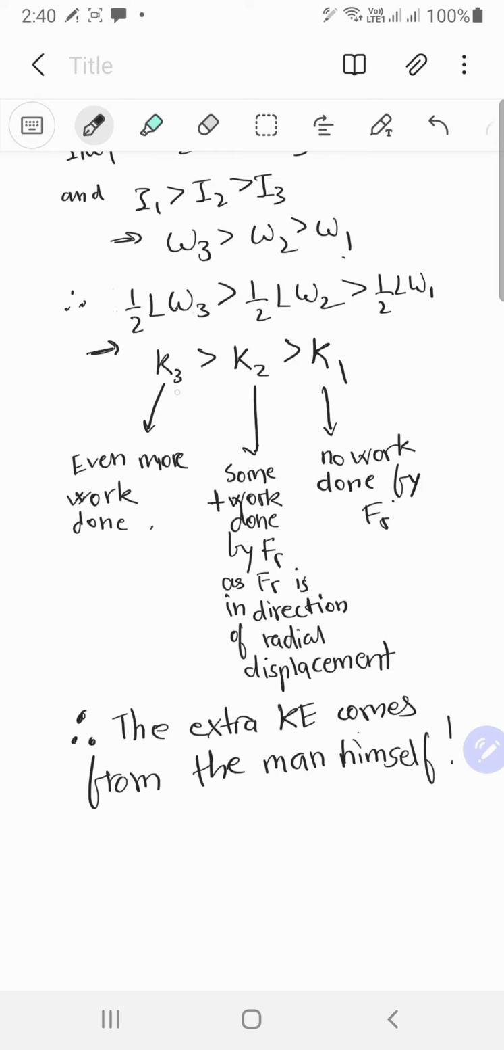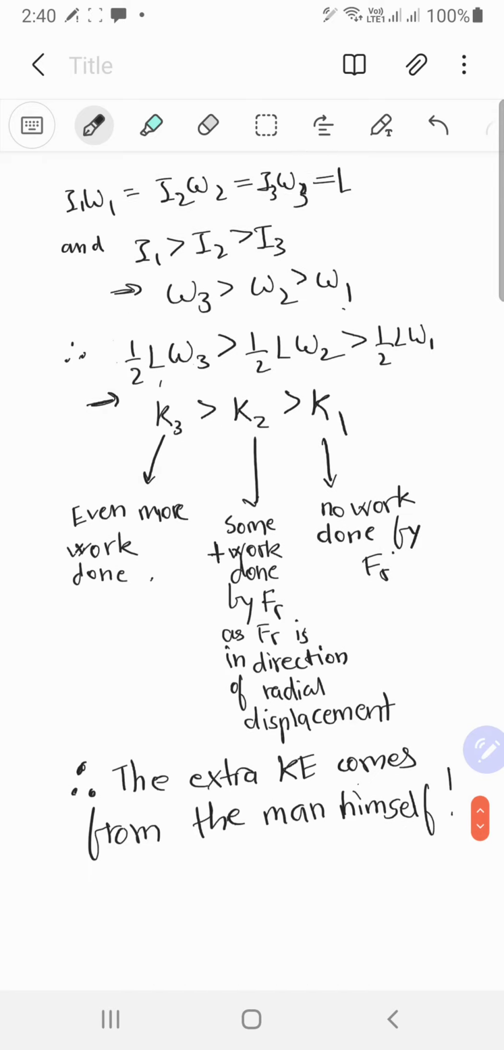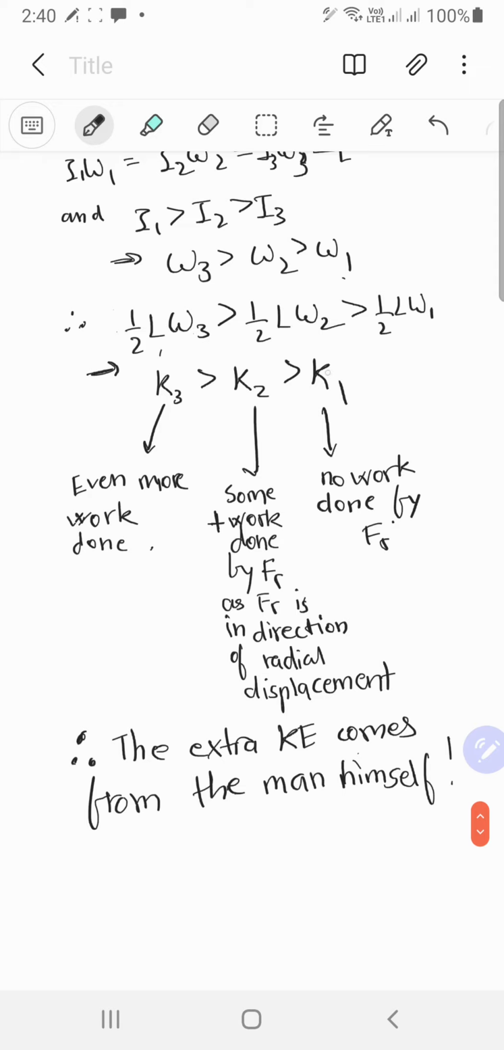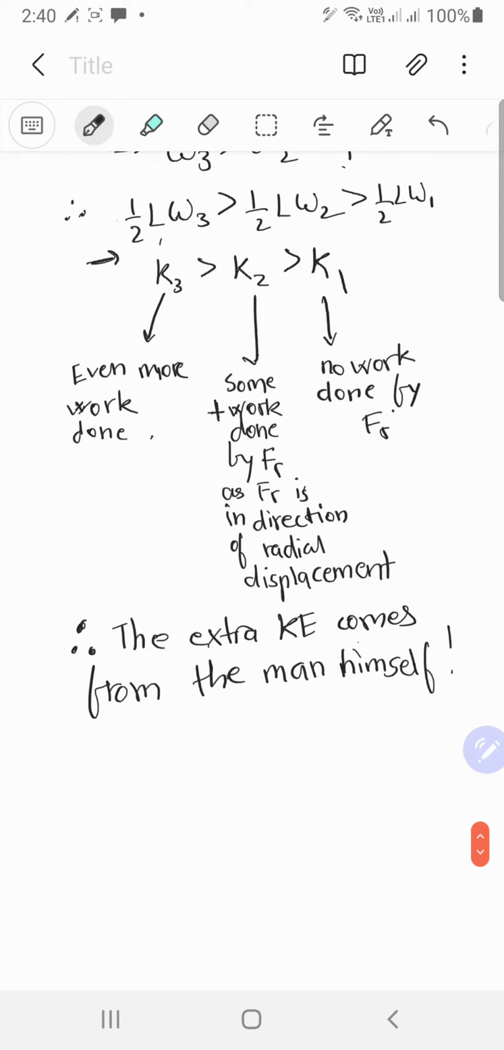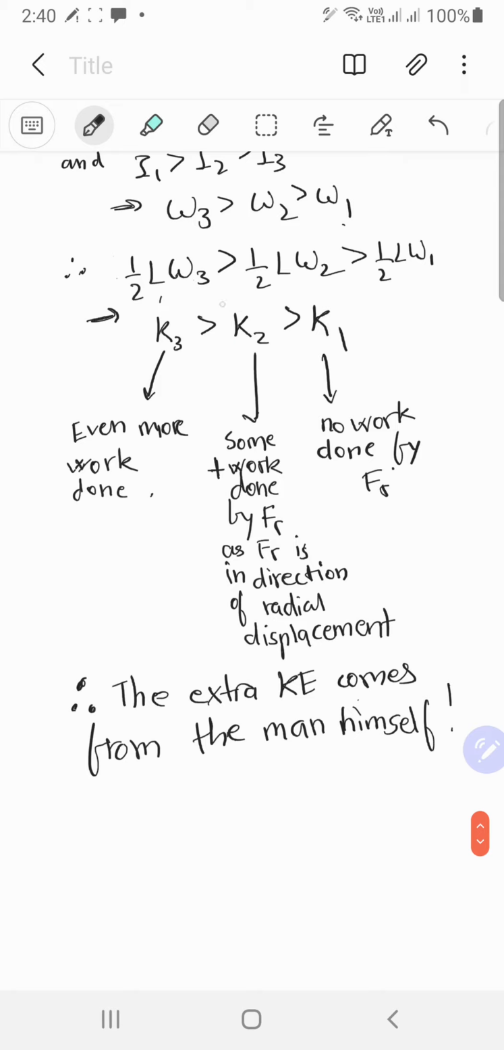And notice that this thing is just the kinetic energy. So putting L equal to I3 omega 3 into this, you just get half I3 omega 3 squared, which is the kinetic energy. So from this we get kinetic energy 3 is bigger than kinetic energy 2 is bigger than kinetic energy 1. This is the kinetic energy where you initially had no work done by the force Fr. Then some positive work was done by Fr, as Fr is in the direction of radial displacement, so K2 is bigger than K1, and then even more work was done, so K3 bigger than K2.